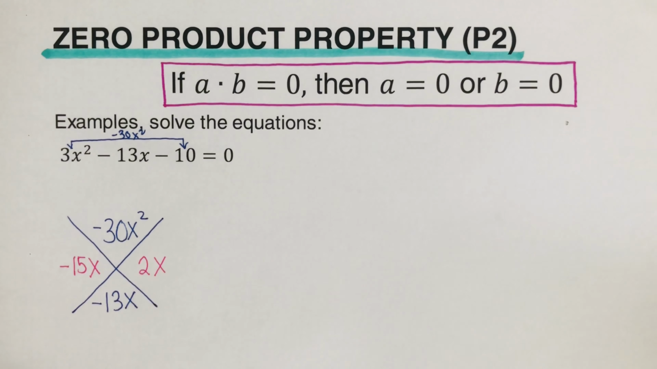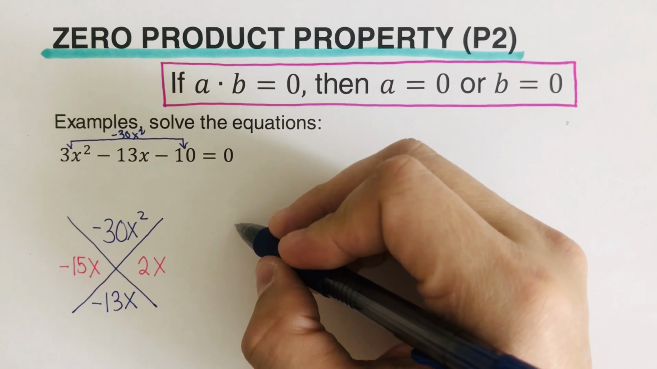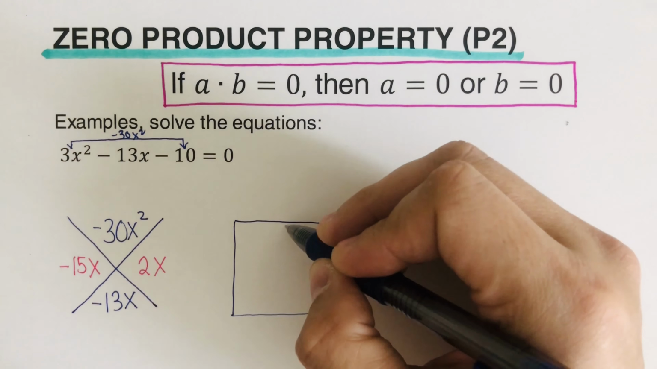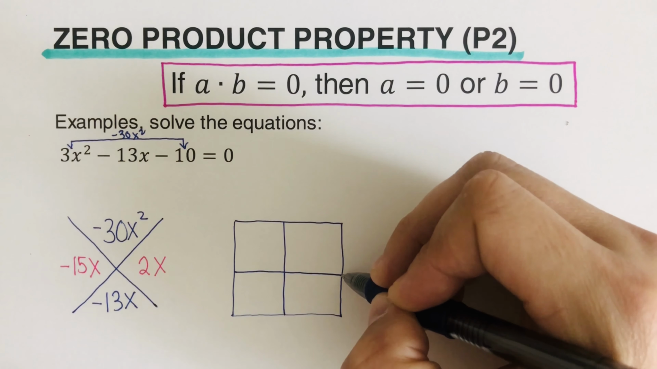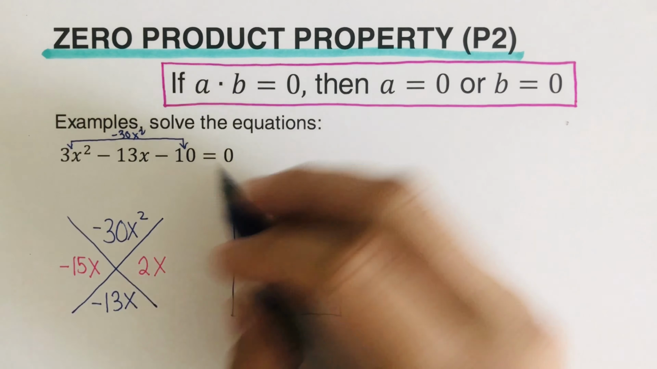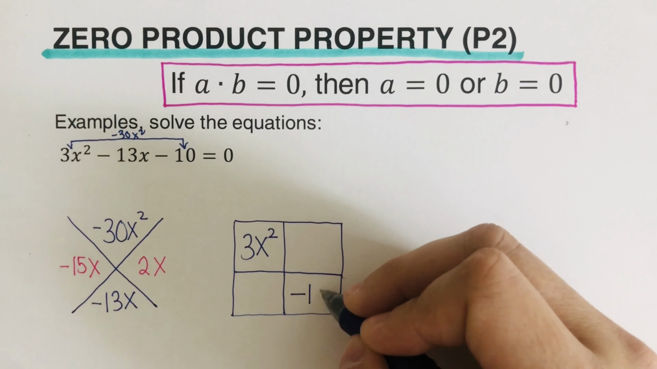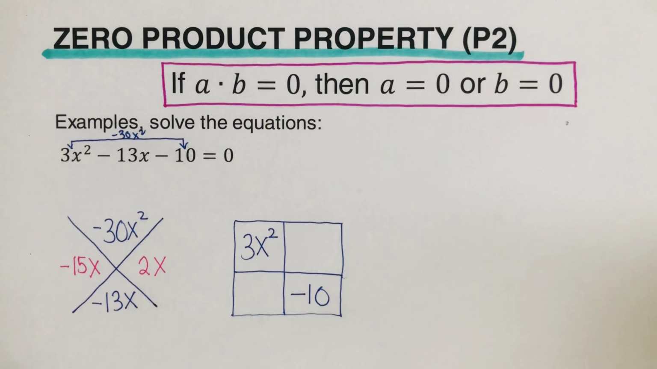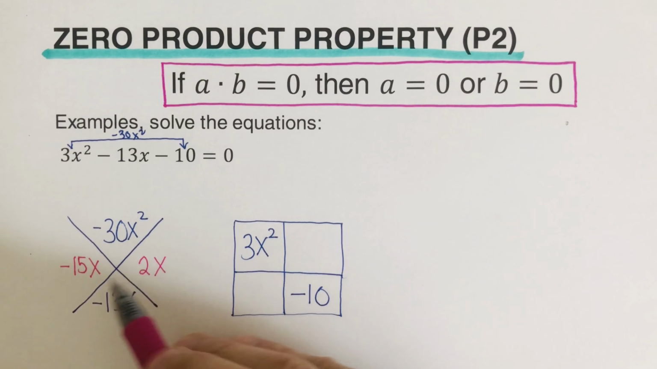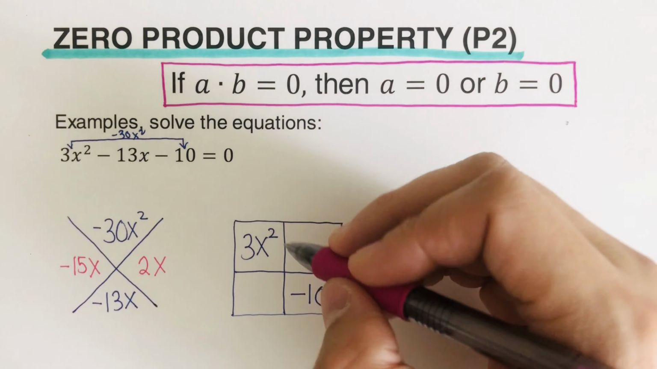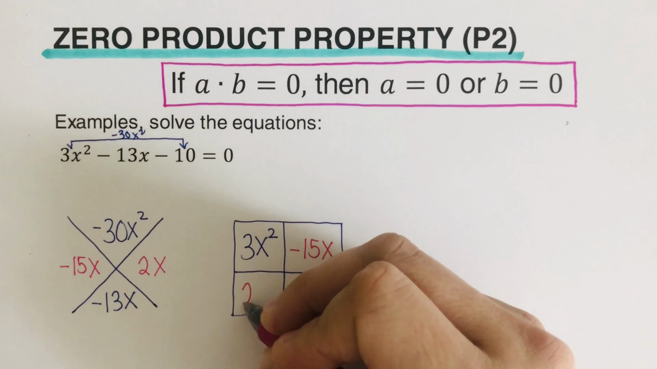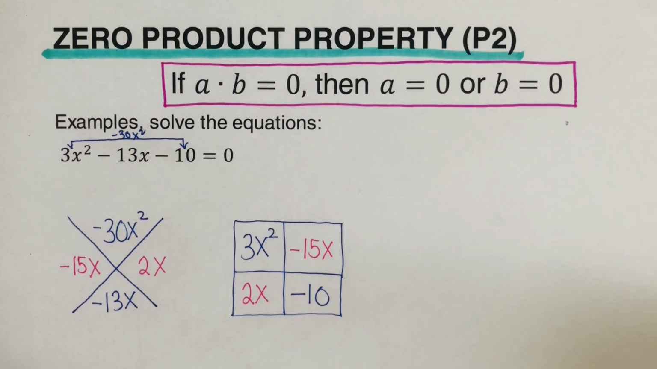So then from here, we can go ahead and draw the box to get the factors. It's going to be a 2 by 2 box. The first term is going to go here, so 3x squared. And then the last term is going to go here, negative 10. And then we are going to write the two factors that we got. You can put them anywhere, so I'll just put the negative 15x here and then the 2x. And then we are now ready to find the factors.